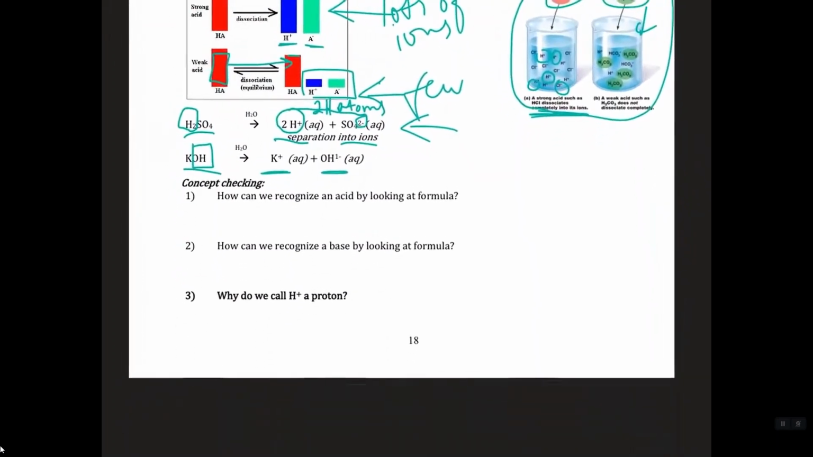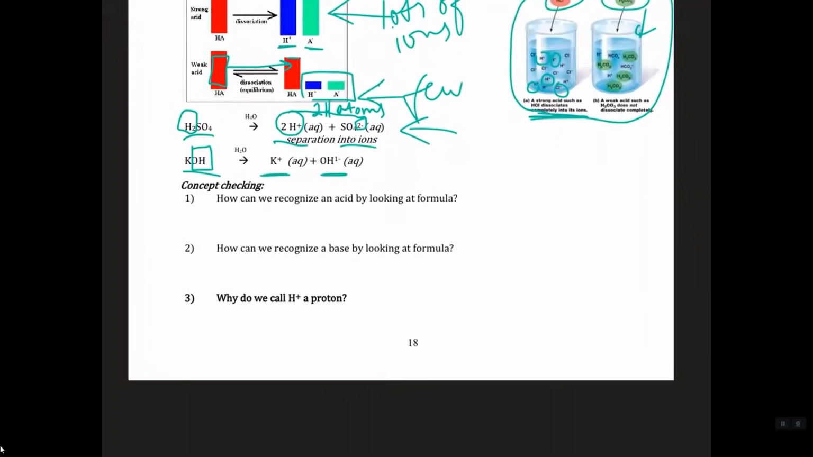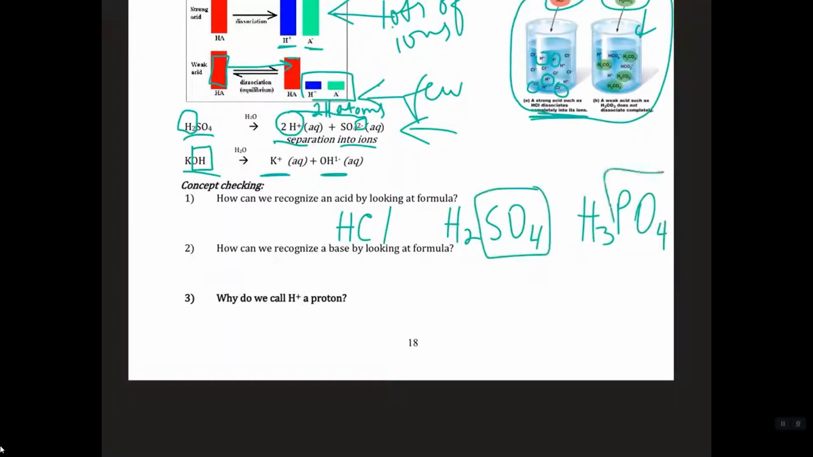Now let's do some concept checking. How can we recognize an acid by looking at the formula? Well, normally think about what's the same about all of those acids. You can see that they all have hydrogen connected to some kind of anion, right? So if you imagine that instead of hydrogen you had a metal, that would be definitely an ionic compound. But here we have hydrogen.